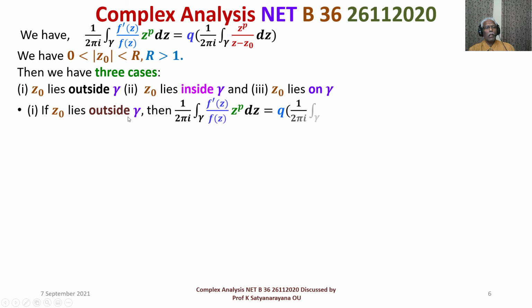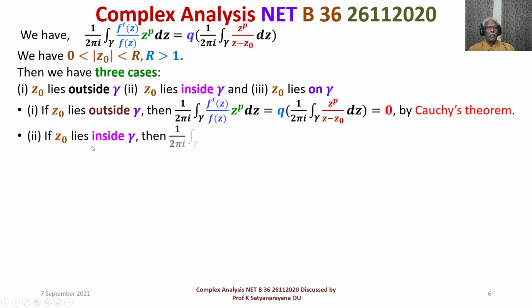If z naught lies outside gamma, then 1 by 2 pi i integral taken on gamma f prime z by f(z) z to the power of p dz will be 0 by Cauchy's theorem. Why? Because z naught lies outside gamma. Therefore, z minus z naught will not give any problems. It will not contribute any singularities. It will be regular. This is also regular. Therefore, the whole thing is regular. Therefore, the integral taken around gamma will be 0 by Cauchy's theorem, what we have seen in the earlier slide.